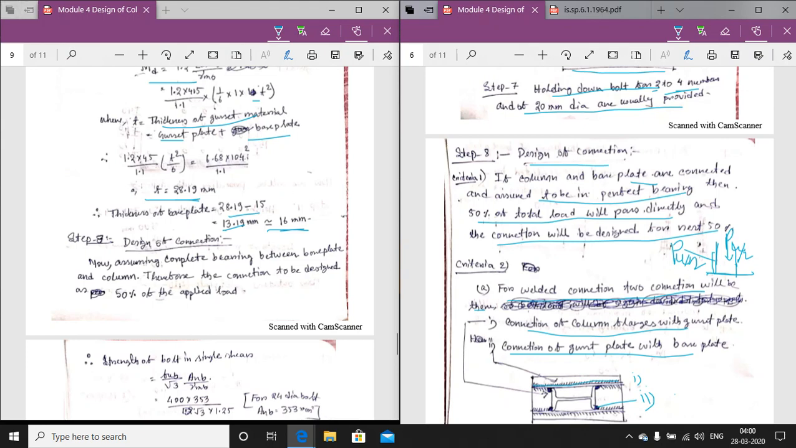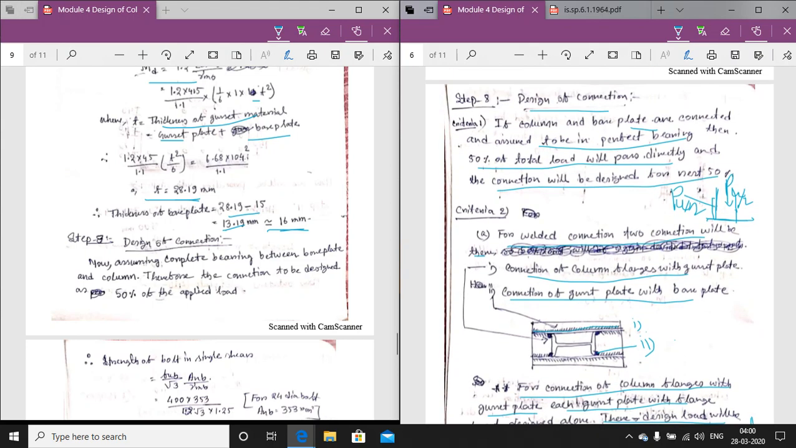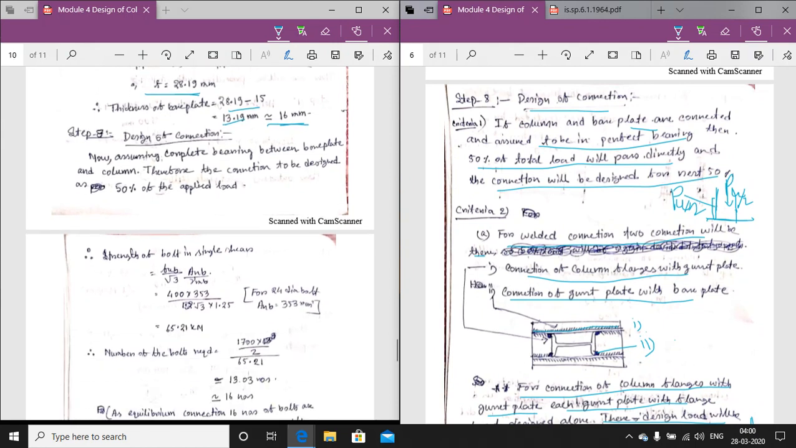Now coming to the design of the connection. If the column and base plate are connected and assumed to be in perfect condition, then 50% of the total load will be passed directly and the connection will be designed for the remaining 50%. No condition has been stated here, so assuming complete bearing between the base plate and the column, the connection will be designed for 50% of the applied load.